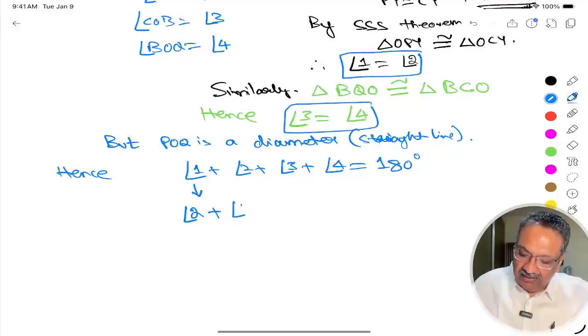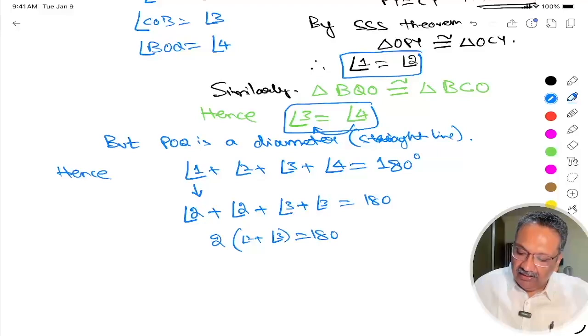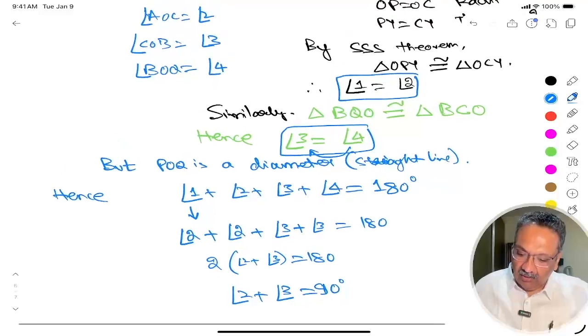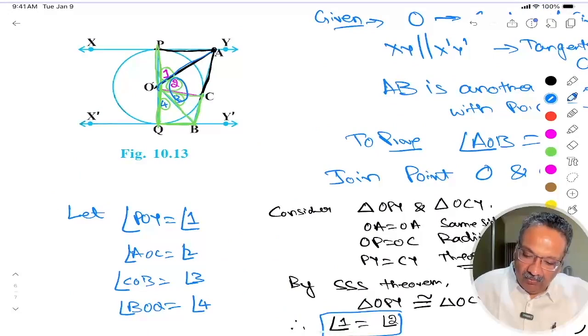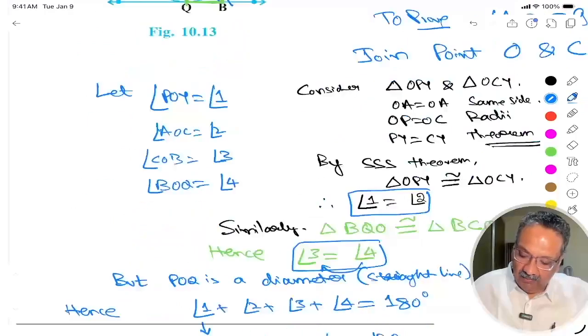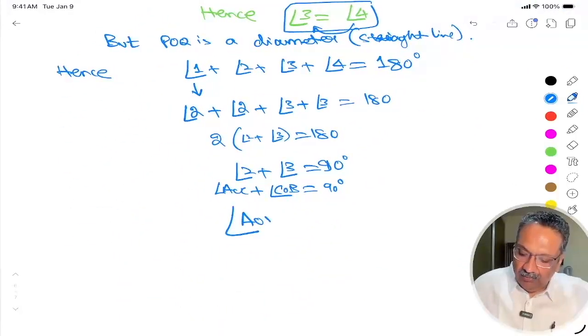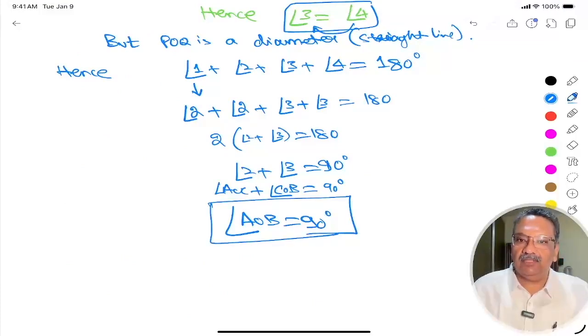So angle 2 plus angle 2 plus angle 3 plus angle 4, and 4 is nothing but angle 3, is equal to 180 degrees. So twice of angle 2 plus angle 3 is equal to 180 degrees. Angle 2 plus angle 3 is equal to 90 degrees, right? What is angle 2? Angle AOC plus angle COB is 90 degrees. That is nothing but angle AOC plus angle COB, which is nothing but angle AOB. That is, angle AOB is equal to 90 degrees. Alright, hence we have proved this.